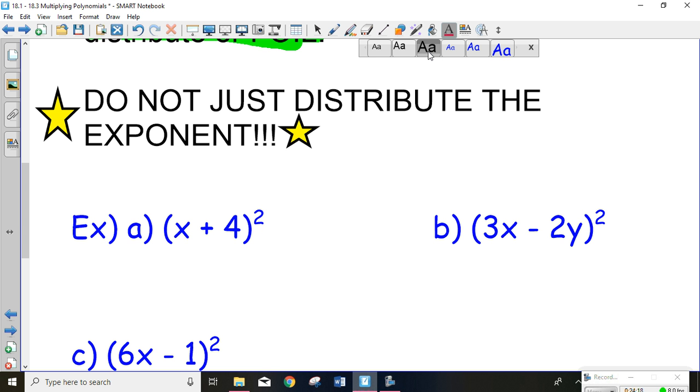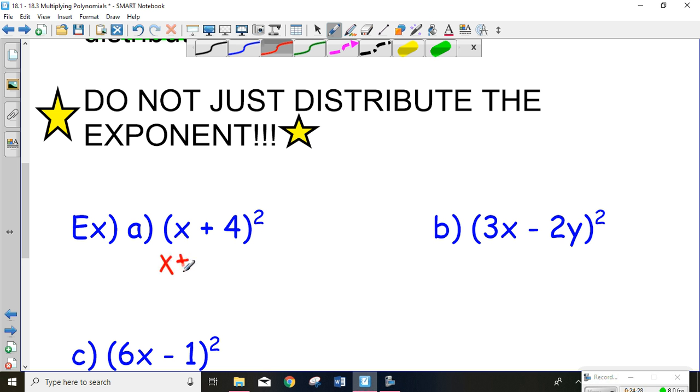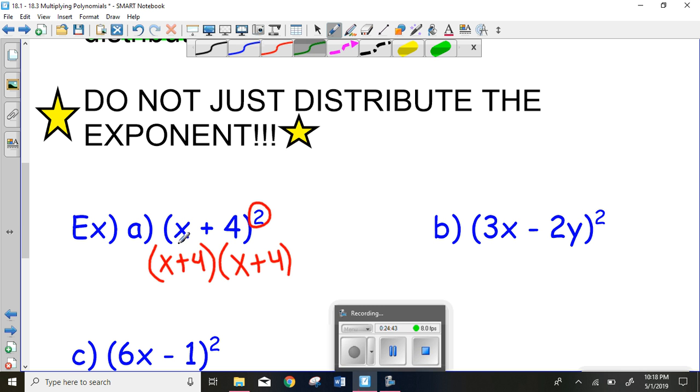Okay, this is huge. So when we go to solve this one, if I give you x plus 4 squared, the very first thing you should do, seeing that x plus 4 and this squared outside, is rewrite it twice. So I'm rewriting it as x plus 4 times x plus 4. Now it just becomes that distributor FOIL.